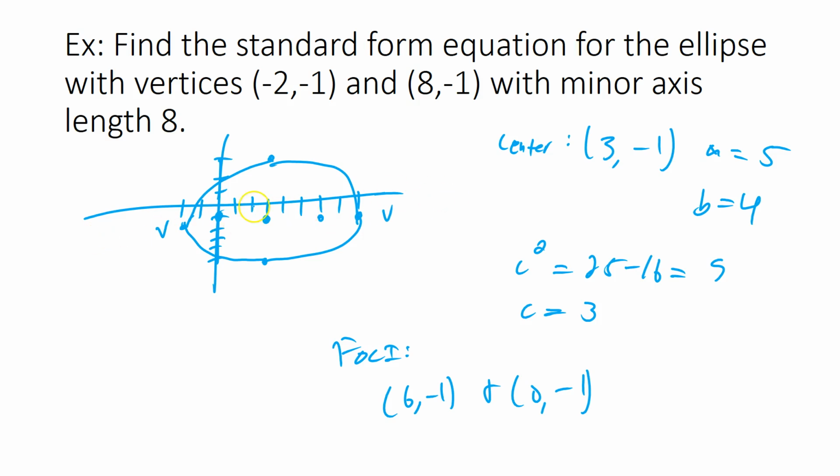Major axis horizontal has a length of 10. Minor axis has a length of 8. They told us that. Not too bad.